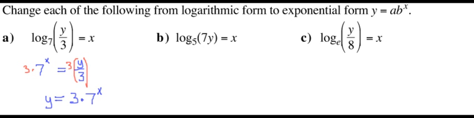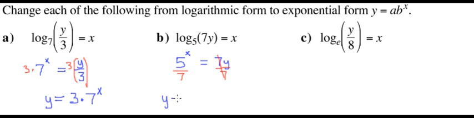Next one, log base 5 of 7y equals x. So we're going to get an exponential base 5. It'll be 5 to the x power equals 7y. If you want to clear that y, you've got to divide both sides by 7. There we go. That'll isolate y.